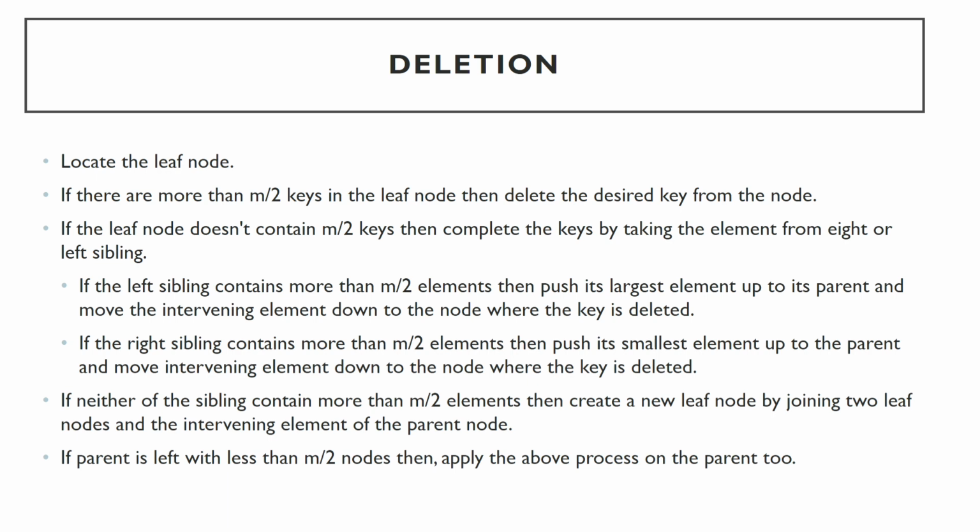Coming to the fourth step: if neither of the siblings contains more than m by 2 elements, then create a new leaf node by combining the 2 leaf nodes and the intervening element of the parent node. And if the parent is left with less than m by 2 nodes, then apply the above processes on the parent too.